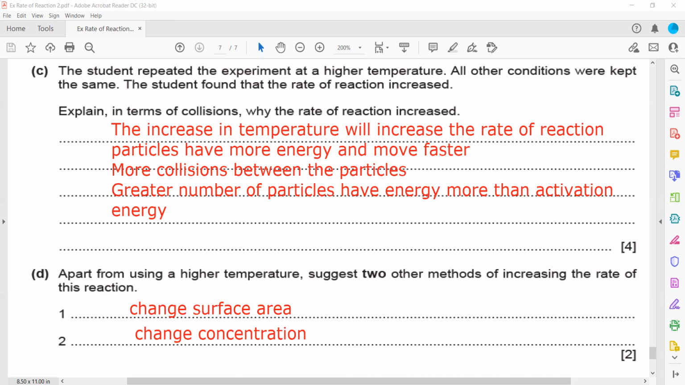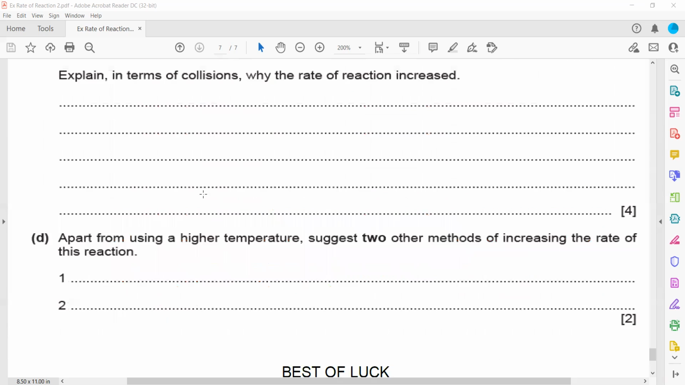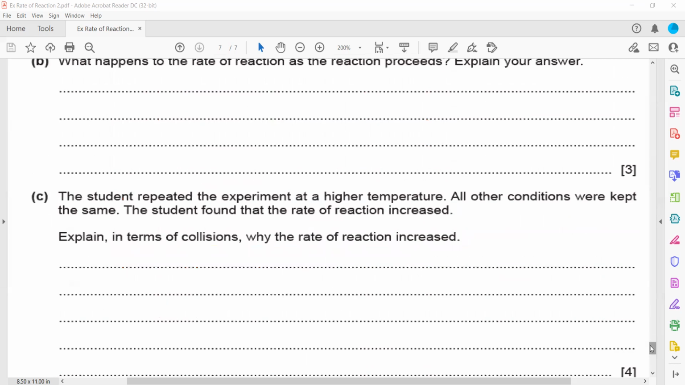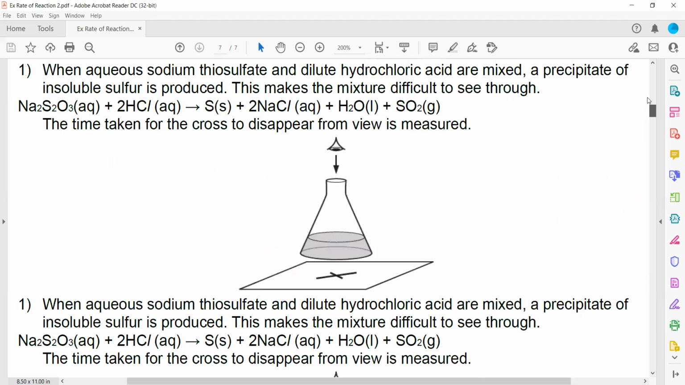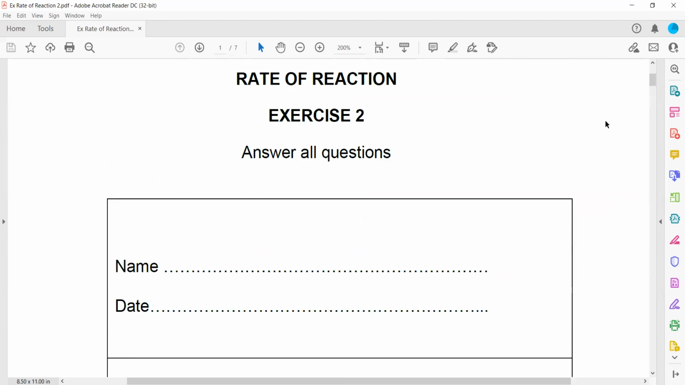Is it clear? So this was the exercise related to the rate of the reaction. There's another exercise I will share with you that is about reversible reactions and redox reactions.